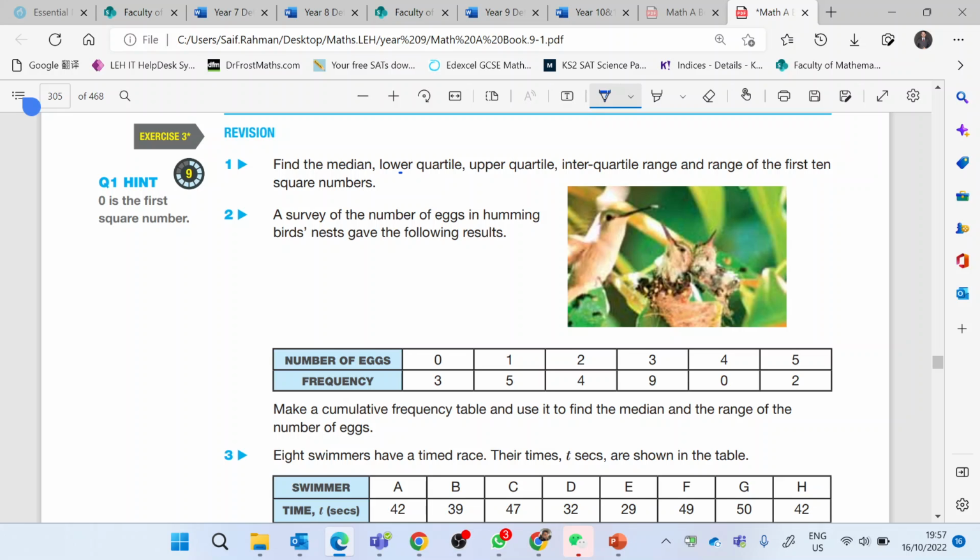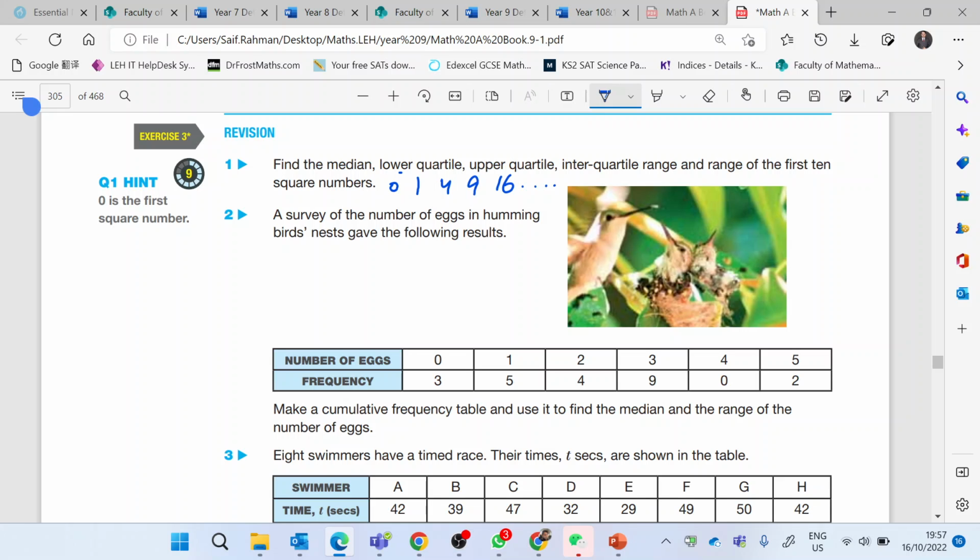find the median, lower quartile, and upper quartile of the first 10 square numbers. Okay, so the hint: 0 is the first square number, 1 is the second square number. So you have to find 10 square numbers like 0, 1, 4, 9, 16, and so on.